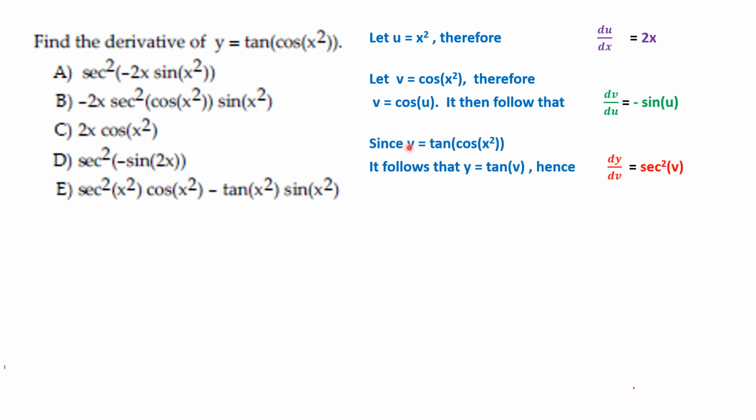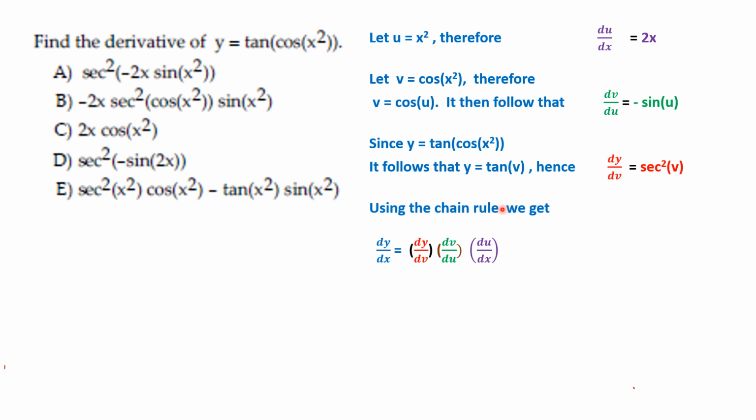Since y is equal to tan of cosine x squared, and we know cosine x squared is equal to v, we can write y equal to tan, but instead of cosine x squared, we put v. So y equals tan v. Now we can get dy by dv. So dy by dv will be equal to sec squared v. Now that we have all these derivatives, we can just use the chain rule.